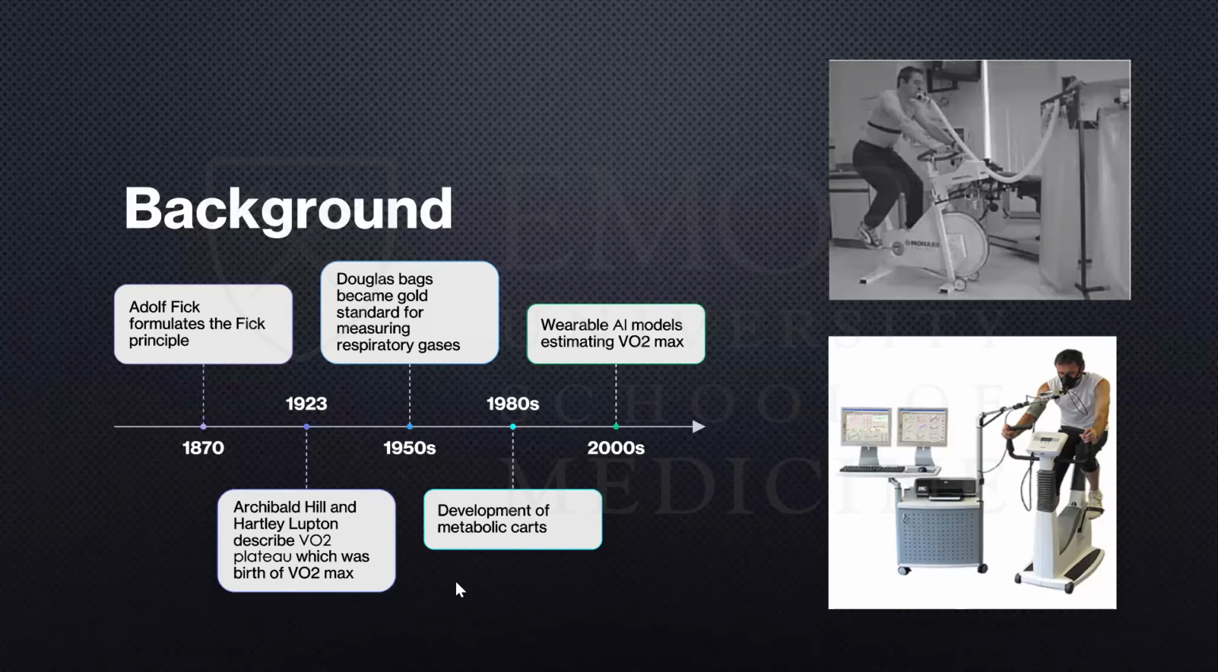they realized as people were working out on these treadmills and the cycles, their oxygen levels just plateaued out. They just stopped. Even though the person was still working hard on the treadmill, and it was kind of confusing to them, like, how are they still having energy? And that's when VO2 plateau, or VO2 max as we call it today, was birthed in the 1920s.